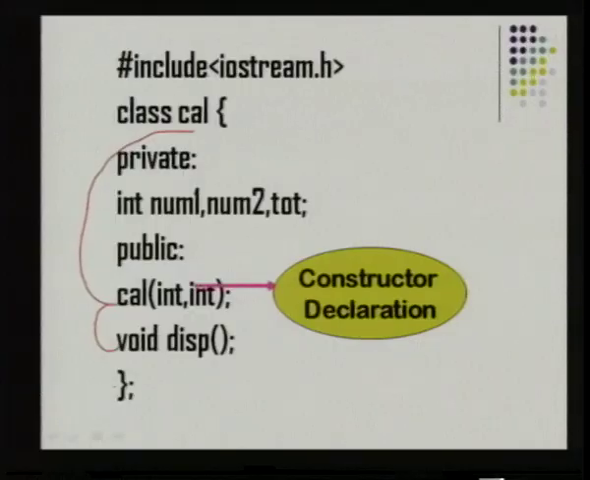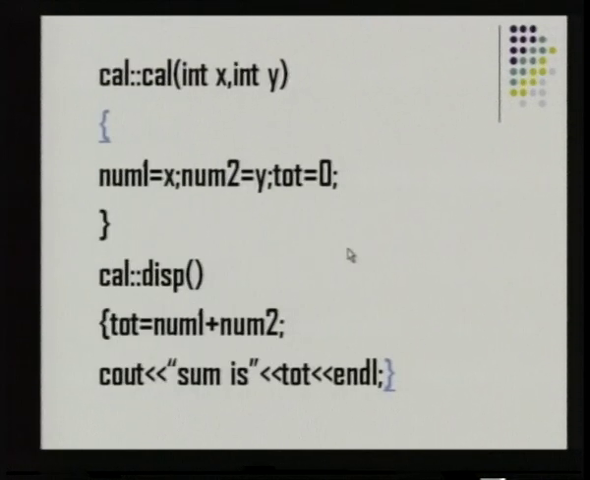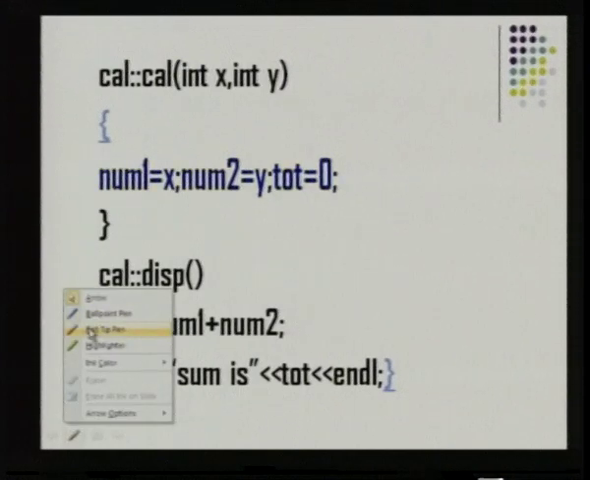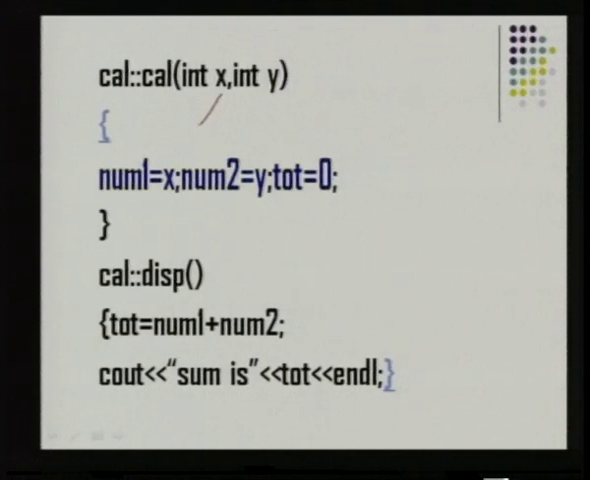So, when you are going to define the body outside the class, what is the syntax to be followed? Here, you have the name of the class followed by two colons, followed by the function name, followed by the function declaration. You open the function, and here you are initializing the values. What are the values that are initialized? You are assigning the x value to the first variable, the y value to the second variable, and TOT you are assigning to 0.